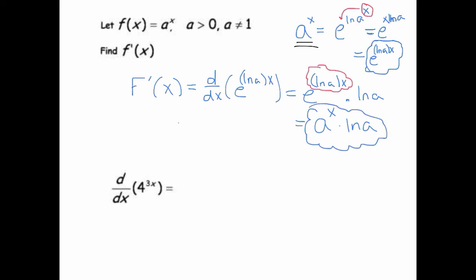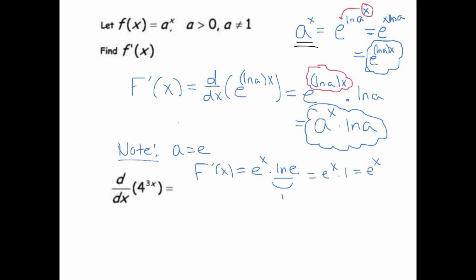And so notice that this kind of encapsulates the derivative of e to the x too, because if a equals e, then f prime of x would be e to the x times ln of e, but ln of e is just equal to 1. But in general, the derivative of any exponential is going to be that itself times the natural log of the base.